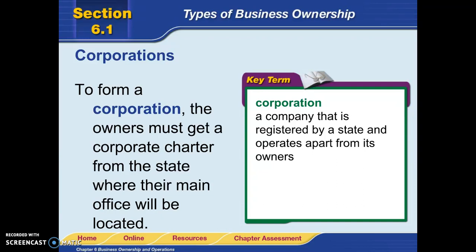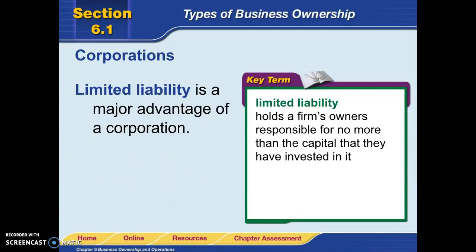Now, a corporation is a big business, in which case there are many owners. For a corporation, the owners must get a corporate charter from the state where their main office will be located, so wherever their headquarters are. A corporation is a company that is registered by the state and operates apart from its owners, meaning the owners of a corporation are the individual investors. Usually corporations are publicly traded on the stock market or stock exchange.